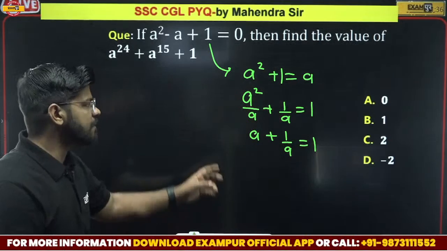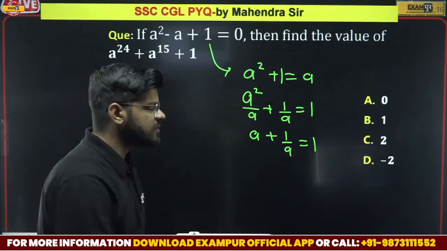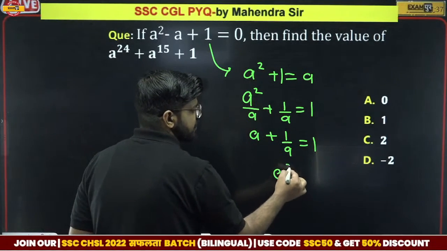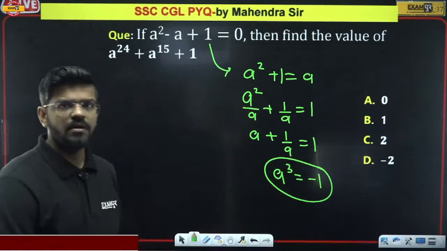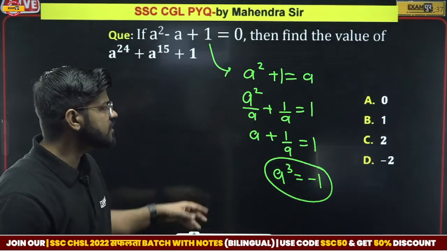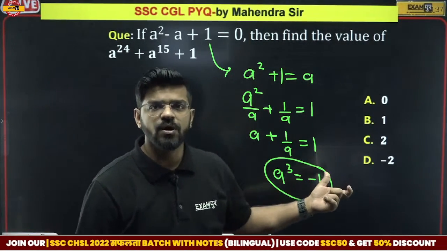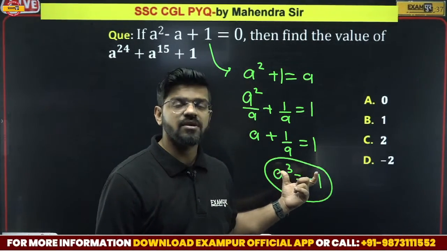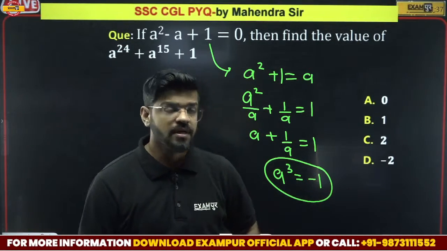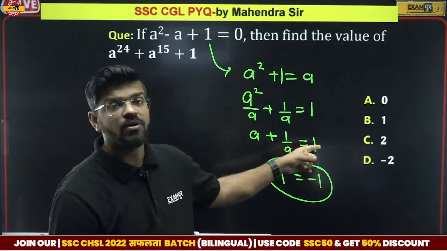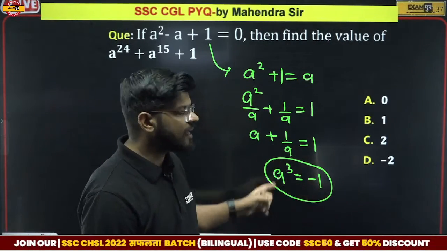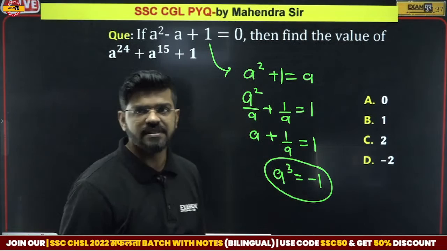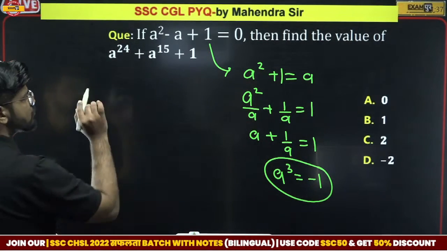Now, if a plus 1 upon a is equal to 1, that means a cube is equal to minus 1. This is the condition. And if a plus 1 upon a is equal to minus 1, then a cube is equal to 1. Vice versa. Now solve the question.